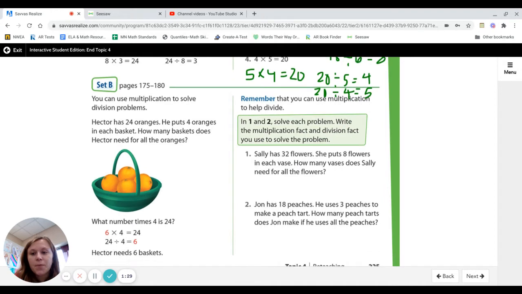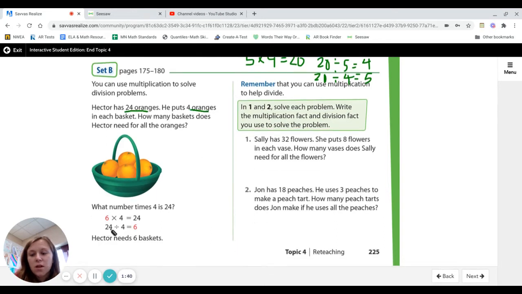Let's look at set B. We can use multiplication to solve division problems. Our example, Hector has 24 oranges. He puts 4 oranges in each basket. How many baskets does Hector need for all his oranges? So they thought about 24 divided by 4. They knew 6 times 4 is 24, so they knew he needed 6 baskets. Number 1 we'll do together. We want to write the multiplication fact and division fact, and then to solve the problem.